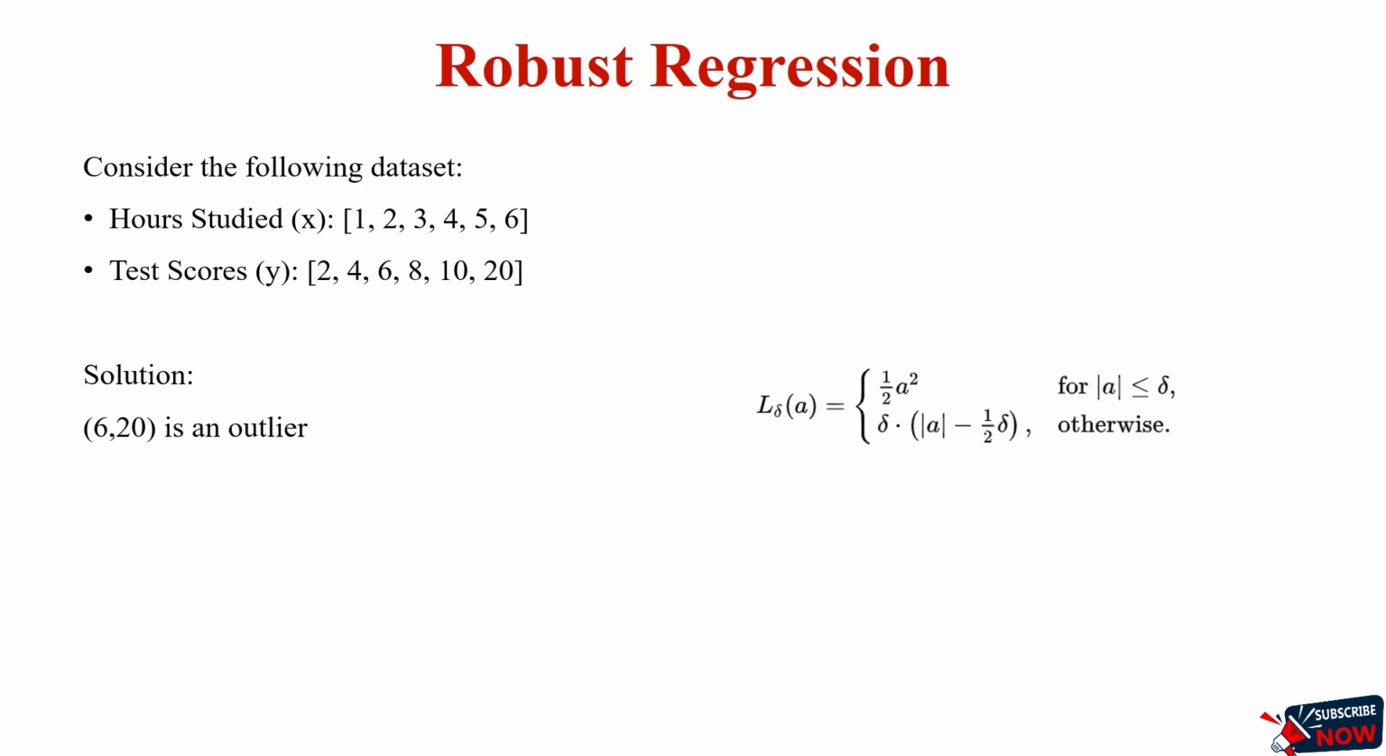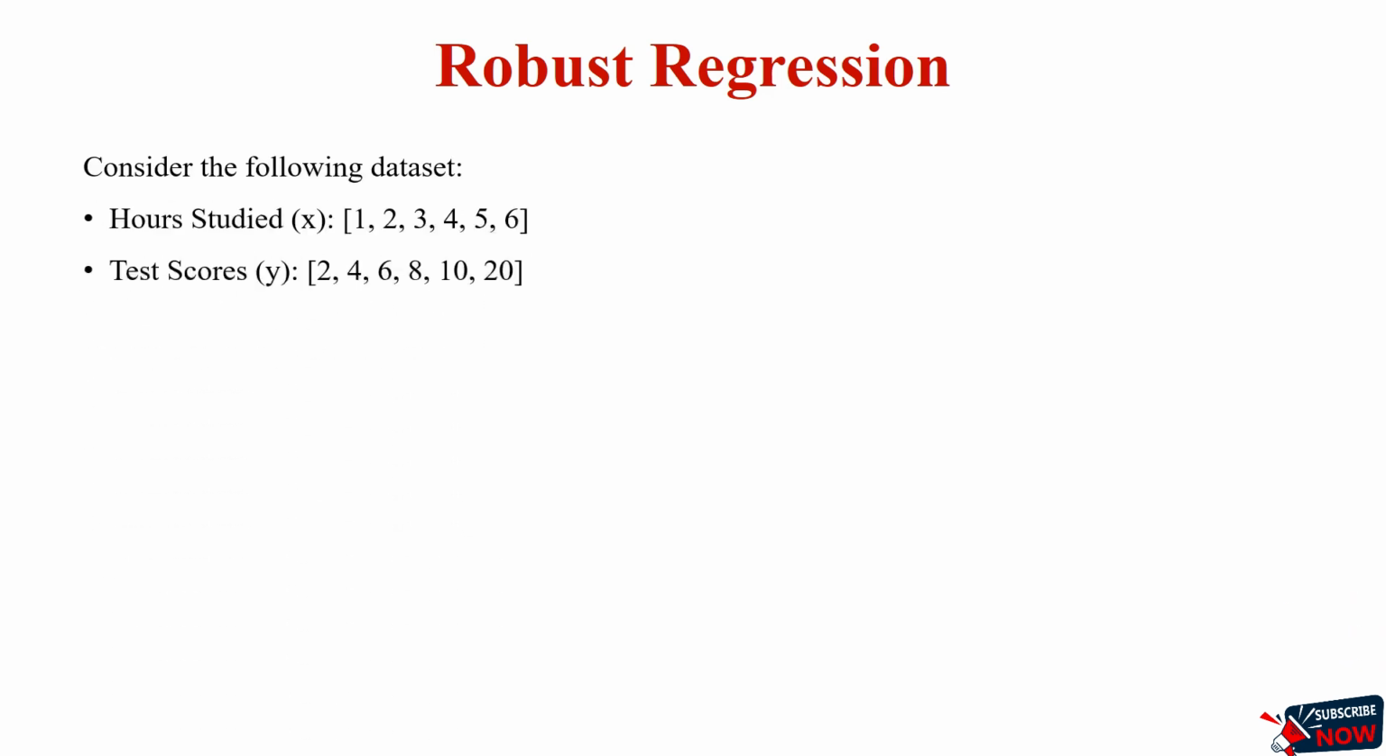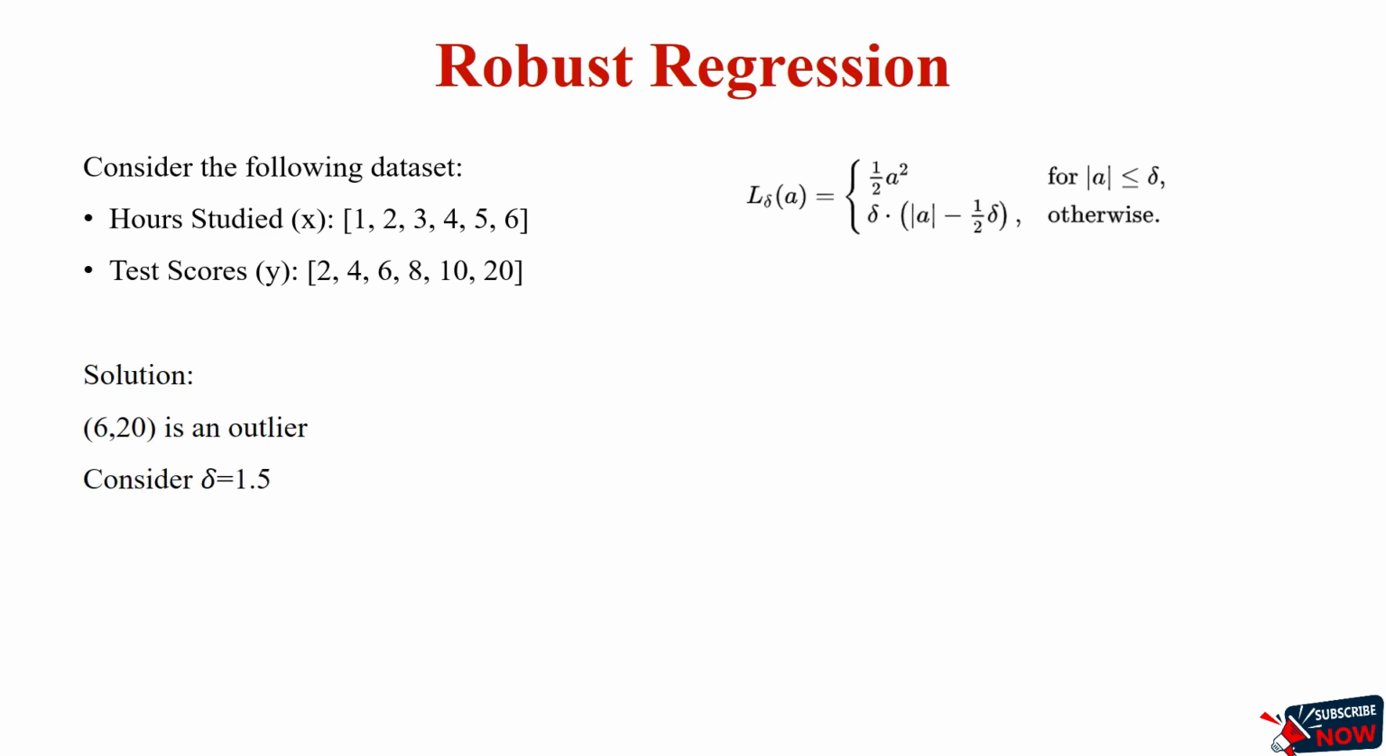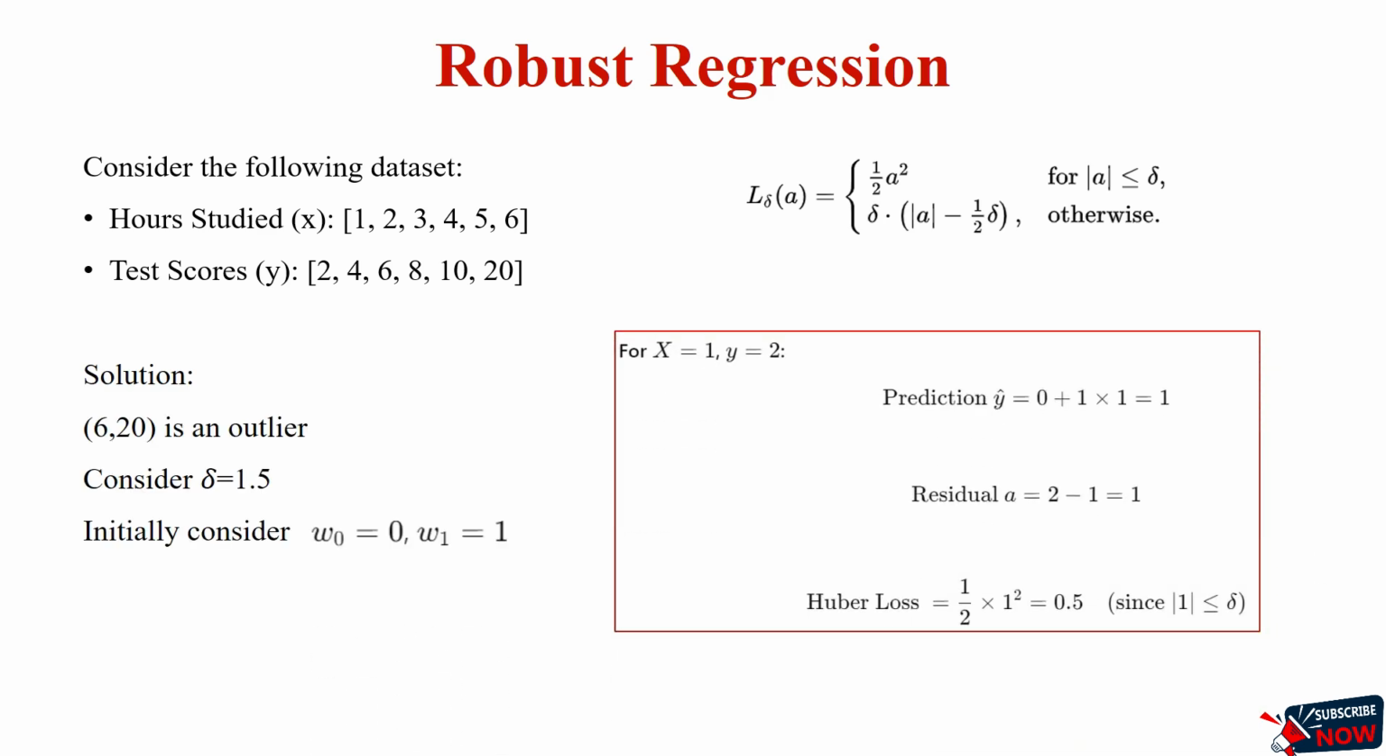Let us assume (6, 20) as an outlier and the threshold as 1.5. We are going to consider the initial values of W0 as 0 and W1 as 1. For this data set, using this Huber loss function, with all these assumptions, we are going to check the value of the Huber loss for the first data point x1 and y1.